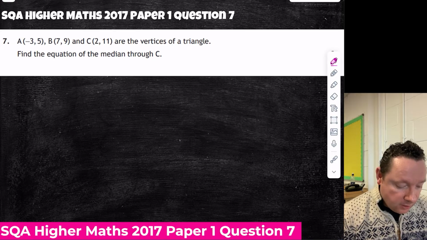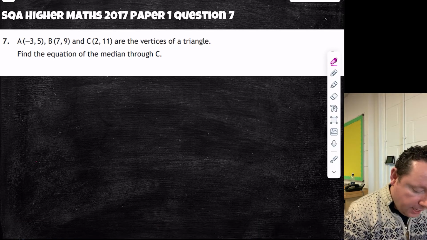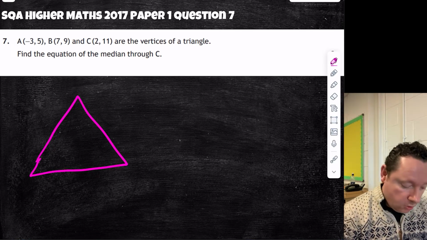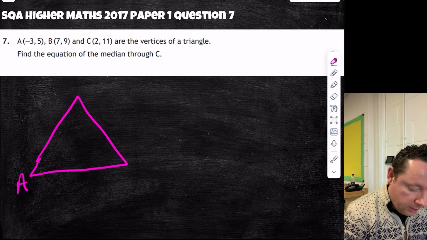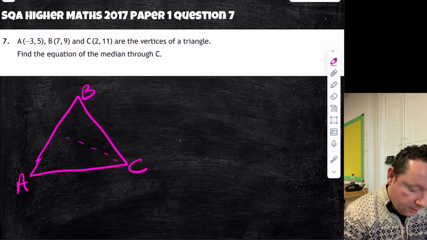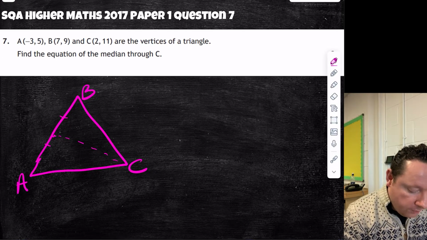A, B, and C are vertices of a triangle. Find the equation of the median through C. So let me just draw a quick sketch. Again, I'm not actually trying to make this accurate, so I'm just going to write A, B, C in a clockwise rotation. It says the median through C, so that's the line that cuts this in half. So I need the midpoint of A and B.